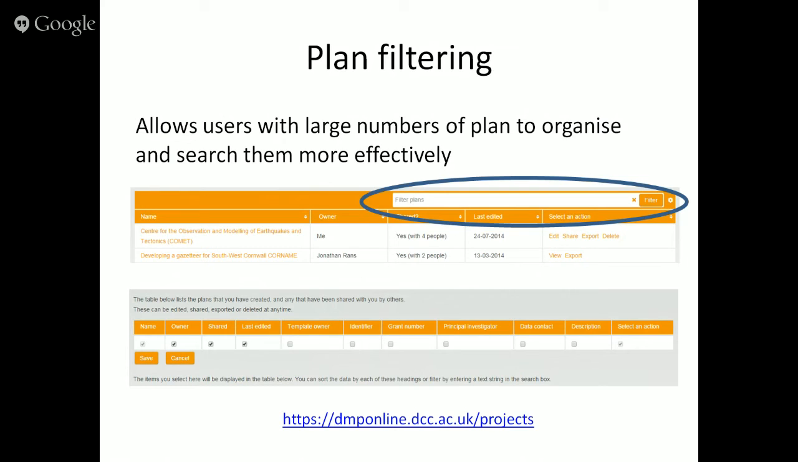You can also filter your plan. This was a feature that was added by the University of Leeds because their administrators have access to a large number of plans, so they wanted to be able to organise and search them more effectively. So within the My Plans page, you can see this option to filter the plan, and the little right-hand side allows you to adjust the settings, and you can see in the second screen grab here the range of options that you're able to pick, and that then allows you to filter by those different options.